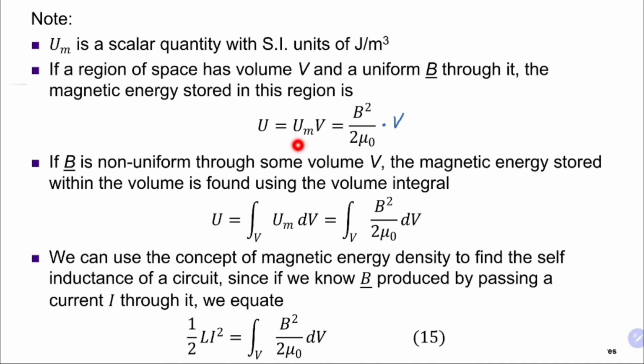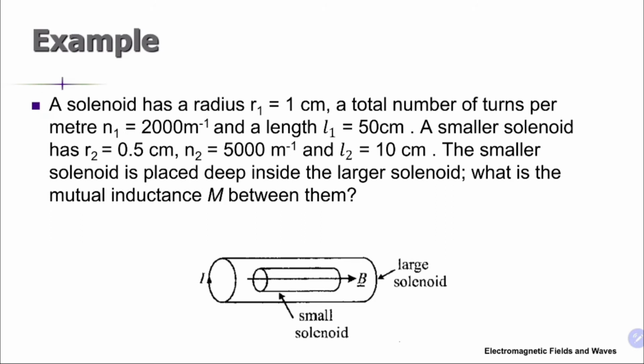Okay, so the magnetic energy density is B squared over 2 mu naught, so times the volume gives you the total stored energy. And if the magnetic flux density is not uniform over that volume, then you have to integrate it over that volume. Okay, that will be B squared over 2 mu naught dV, integrating over the volume V. Okay, so we have something similar for the electric energy, and this is the equivalent of that in the magnetic energy.